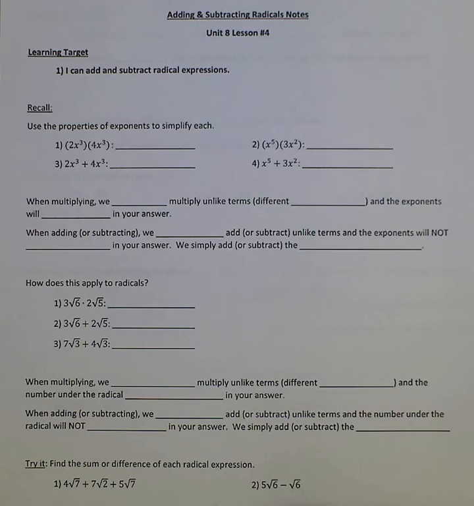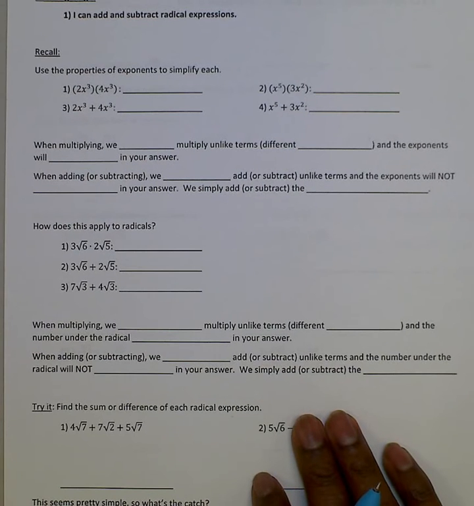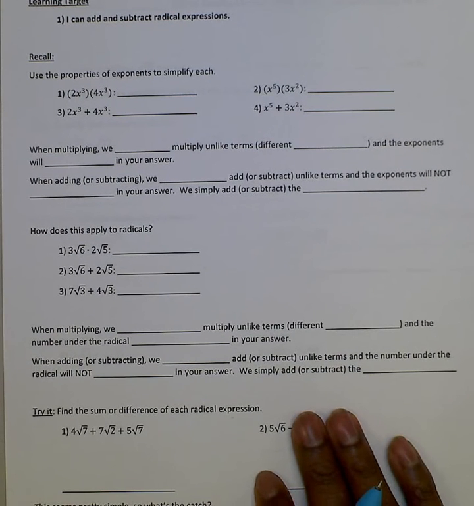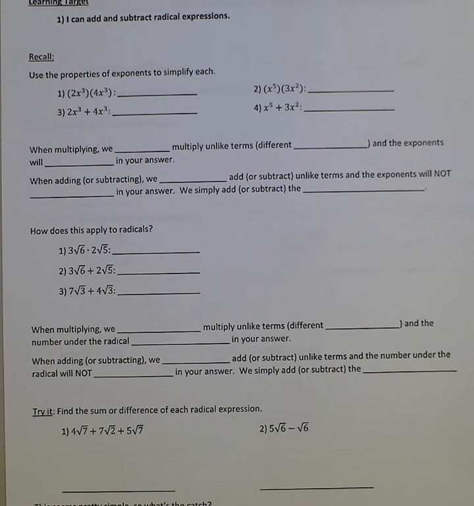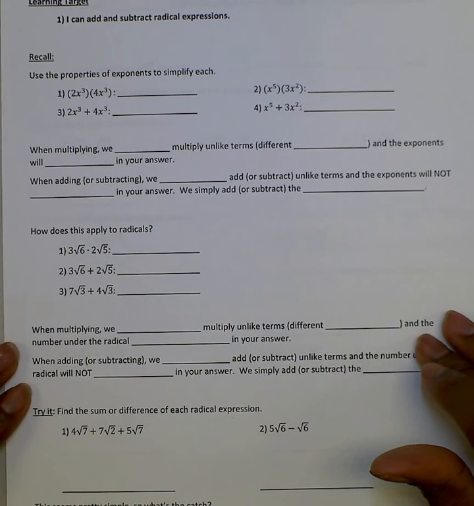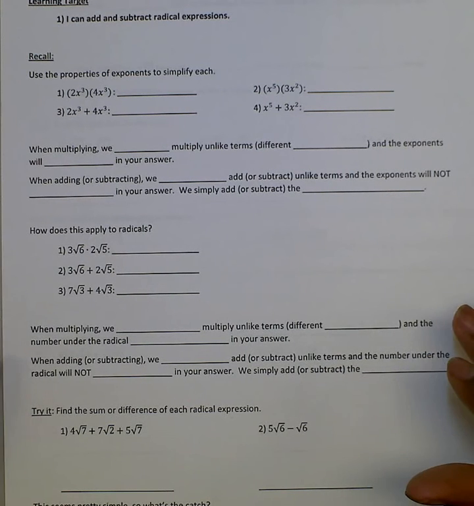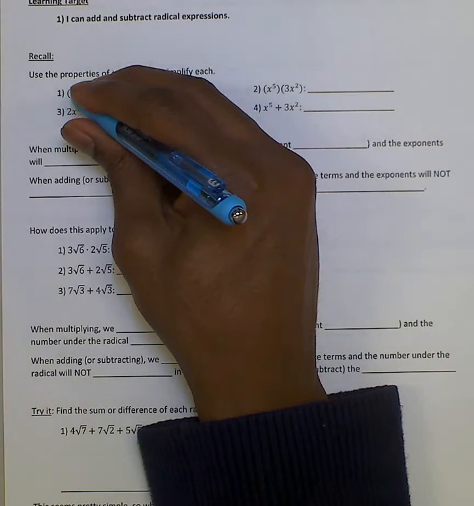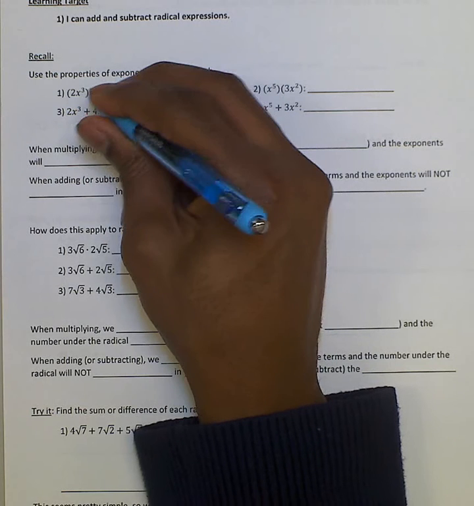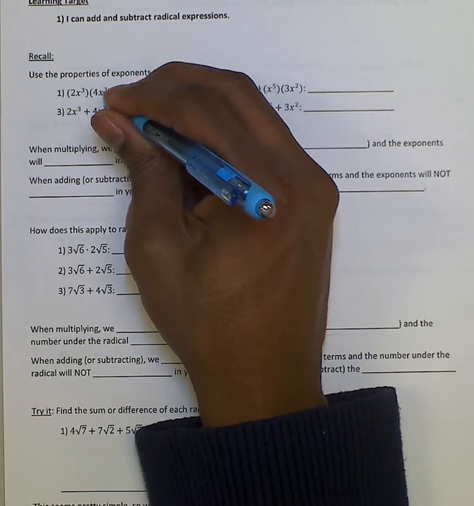Alright, so let's go over some rules that we've already talked about. With exponents and variables, we have 2x cubed times 4x cubed. When we simplify this, we do 2 times 4, which gives us 8, and x cubed times x cubed, which gives us x to the 6th.